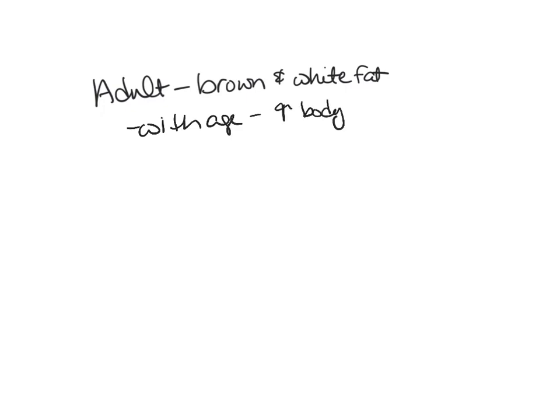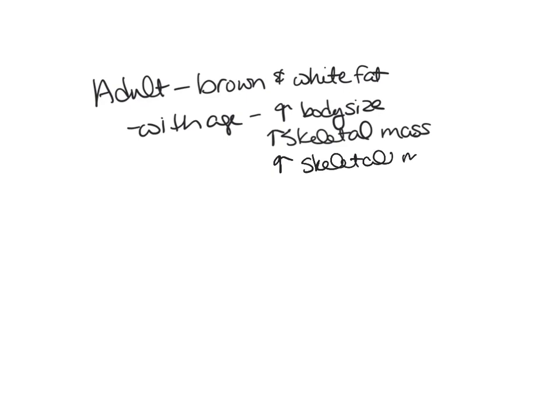Adults have brown fat mixed in among their white fat. This happens because with age, there is an increase in body size, and we have more skeletal mass, and increased skeletal muscle mass. And so with all of these things, then shivering thermogenesis becomes more effective.